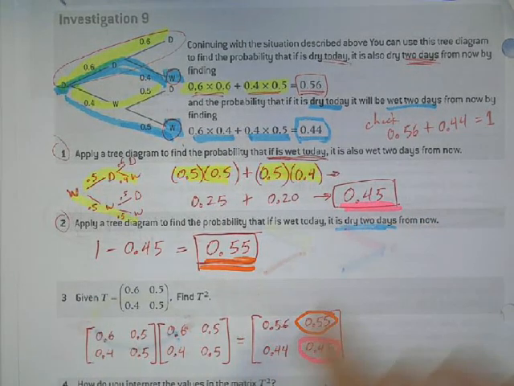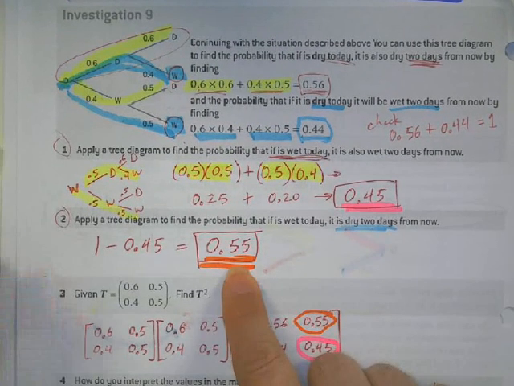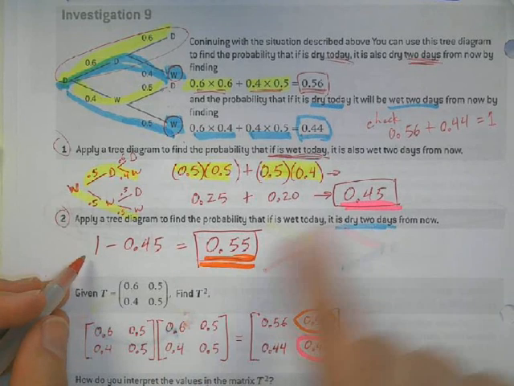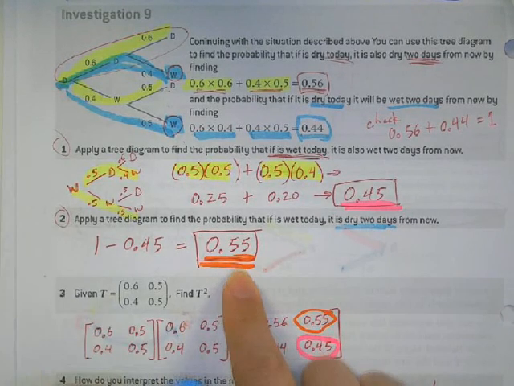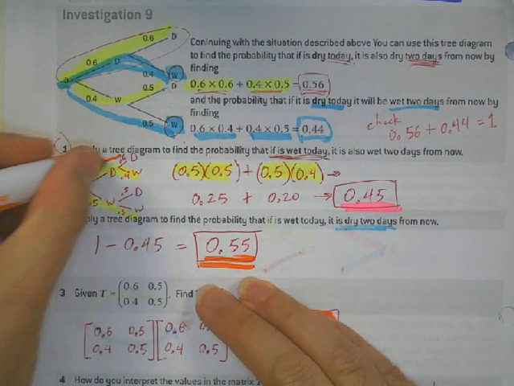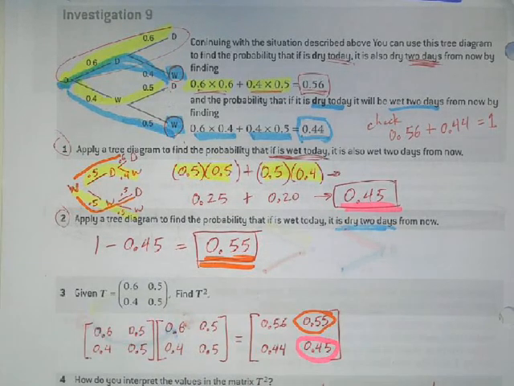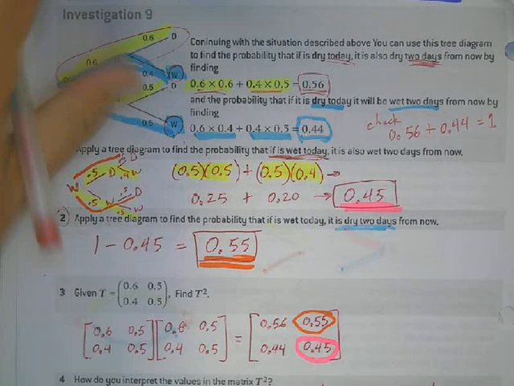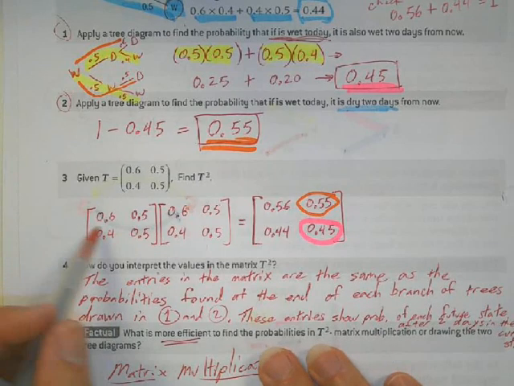And I just did what I did over here, which is we know that these have to add up to 1, so I did 1 minus 0.45. So this is the probability that it's going to be dry 2 days from now, going this pathway and this pathway. Okay, so we're going to take this matrix, and we used it from the previous page.